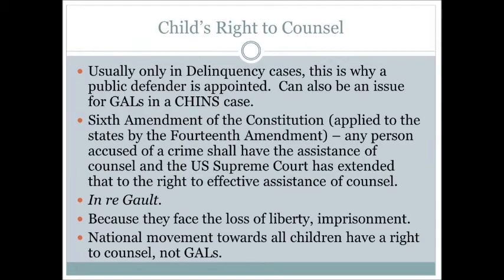I'd like to talk for just a moment about the child's right to counsel because it does come up in delinquency cases and can sometimes be an issue in a CHINS case as well. This is why a public defender is appointed for children in delinquency cases. The United States Supreme Court said that the Sixth Amendment of the Constitution says that any person accused of a crime shall have the assistance of counsel and effective assistance of counsel. And in re Gault, which was a case from that Supreme Court, they said that this right applied to children. Because they face that loss of liberty, that imprisonment, then they have the right to an attorney to represent them if they can't otherwise afford one.